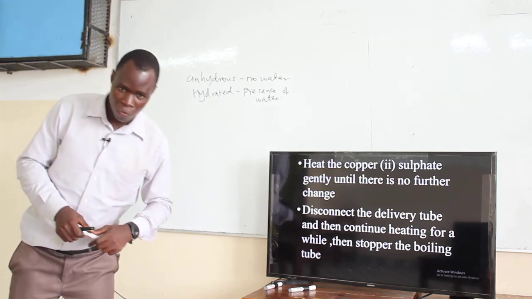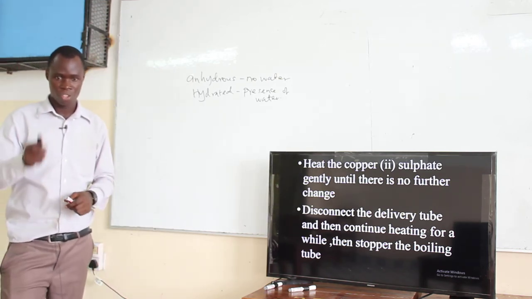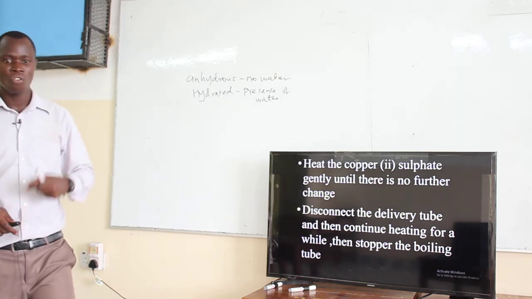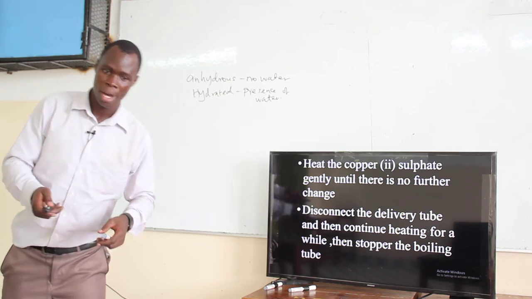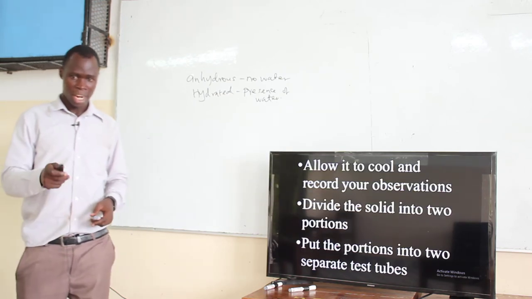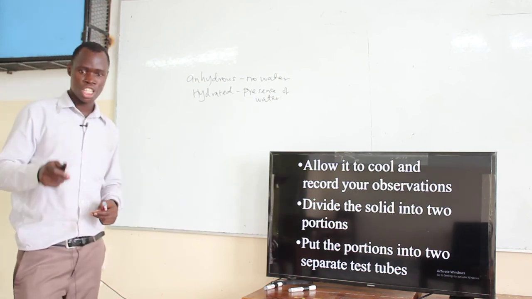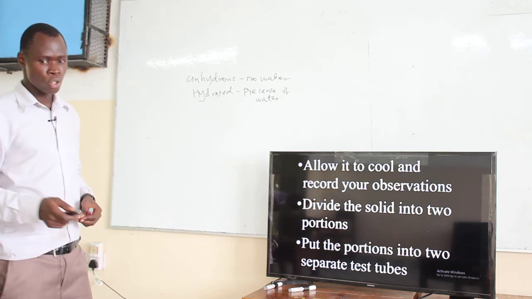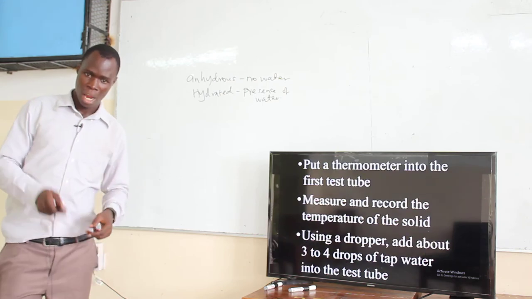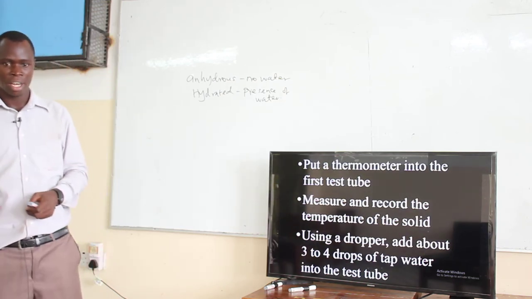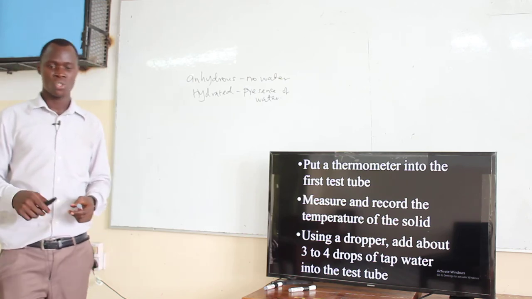Heat the copper 2 sulfate gently until there's no further change. Disconnect the delivery tube and then continue heating for a while. Then stop at the boiling tube. Allow it to cool and record the observation. Divide the solid into 2 portions. Put the portions into 2 separate test tubes. Put the thermometer into the first test tube. Measure and record the temperature of the solid.